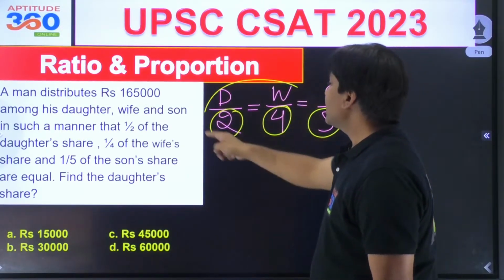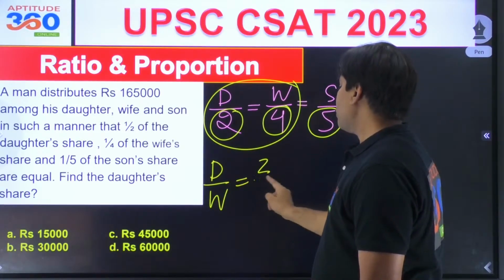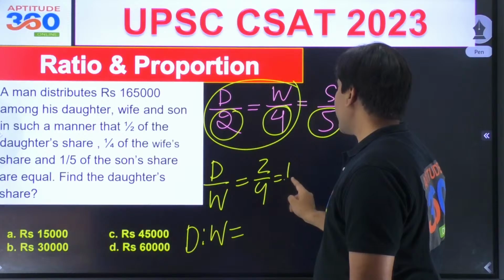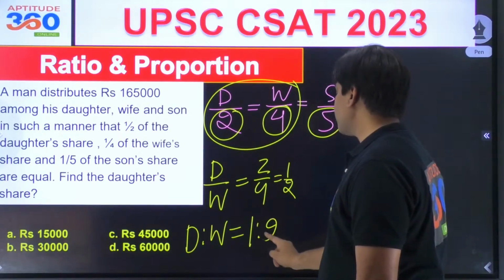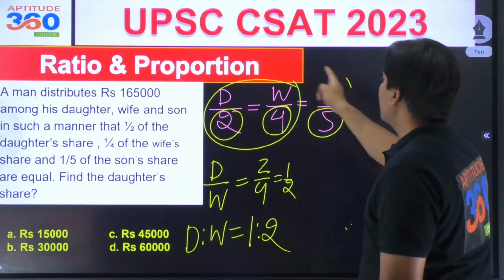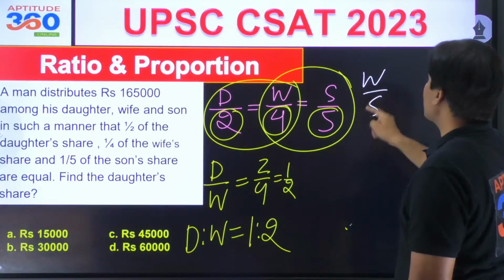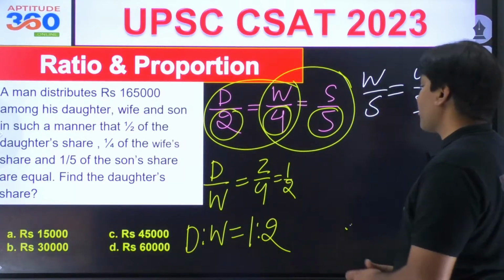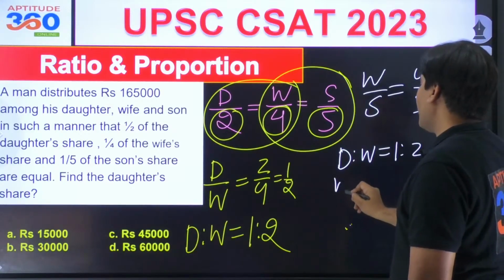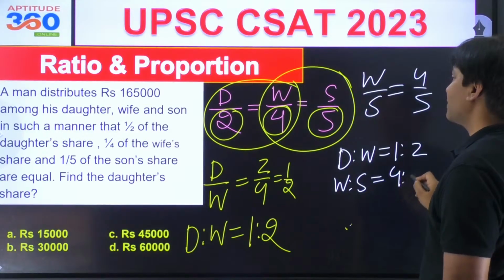What I'm gonna do? यहां से can I write daughter upon wife as 2/4? और daughter is to wife, either this is 1/2, तो मैं इसको 1/2 लिख सकता हूं। And from these two, wife is to son, it is 4:5. So what do we have? Daughter is to wife हमारे को मिल गया 1:2, wife is to son हमारे को मिल गया 4:5.